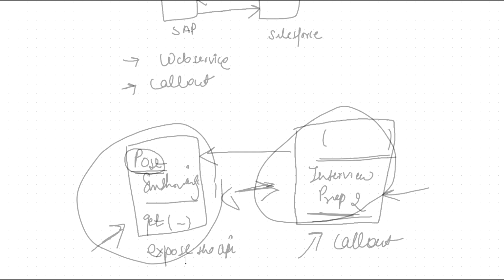So what is a webhook? See, we will talk about webhook later. A webhook is something which we create whenever we have a middleware in between, and then we call that webhook instead of calling the endpoints of SAP directly. We will talk about webhooks later. That comes in the middleware part.